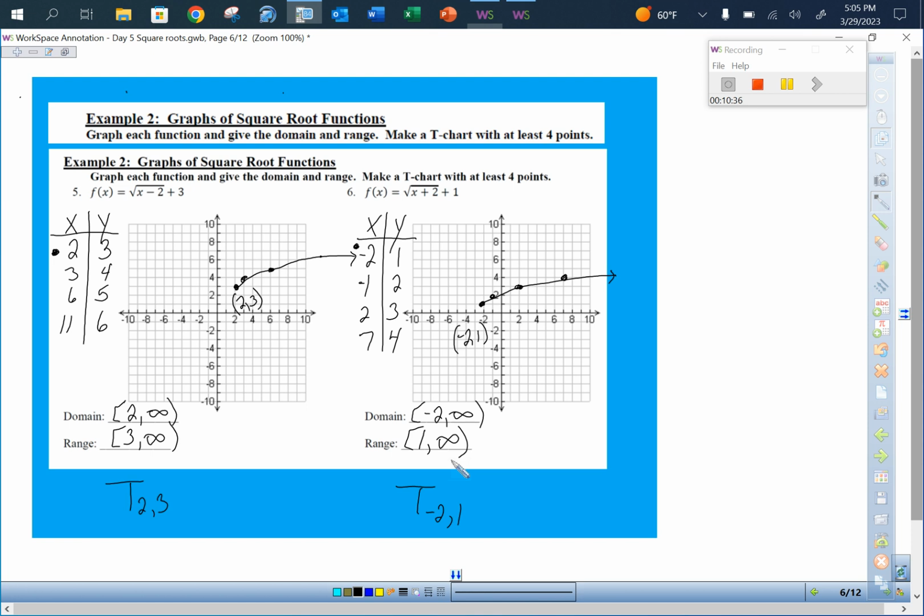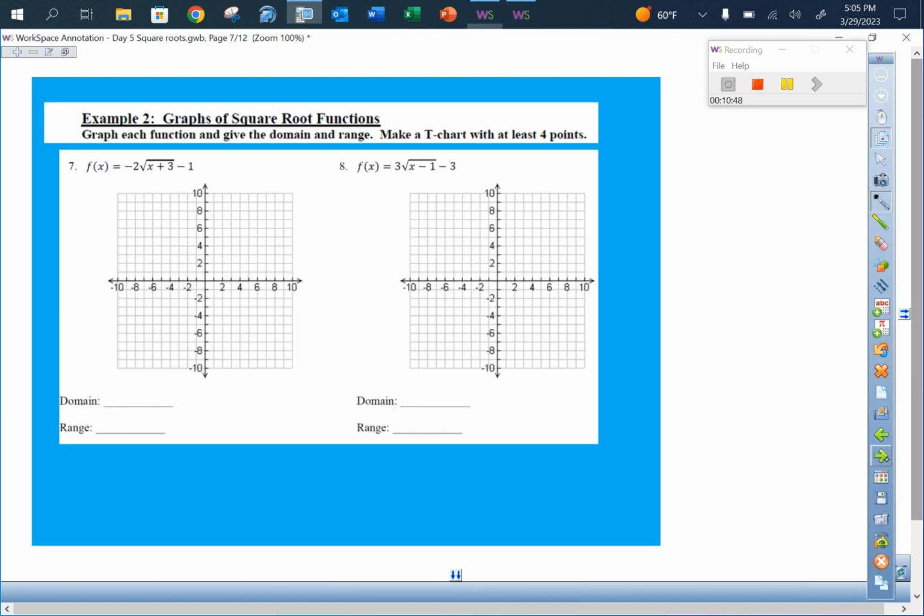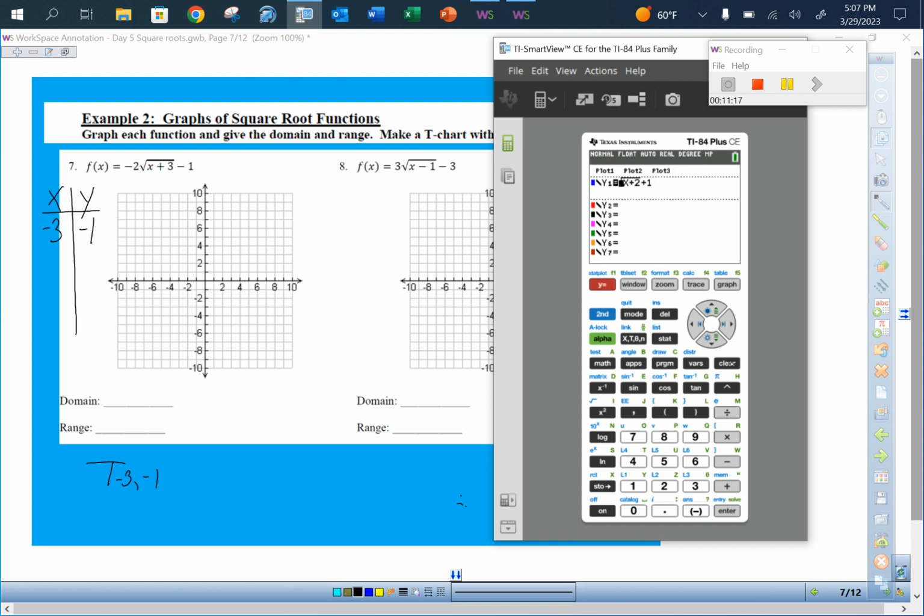Then I got 2 more coming your way. So here goes my number 7. On my little XY chart, my translation is 3 to the left, down 1. 3 to the left, down 1. I want you to notice, though, I did nothing with this negative 2 out front. There's a reason for that. It'll show up in our graph. So there's my start.